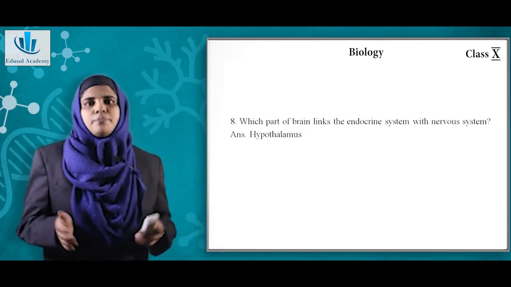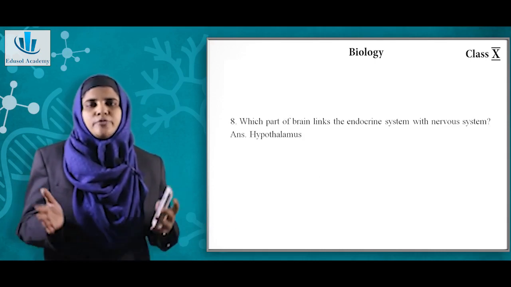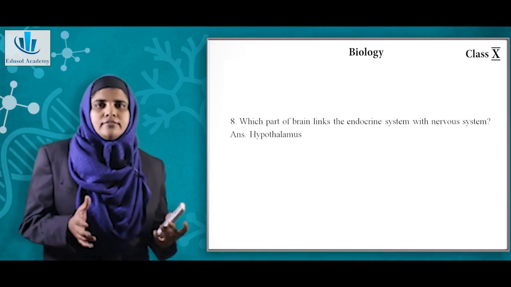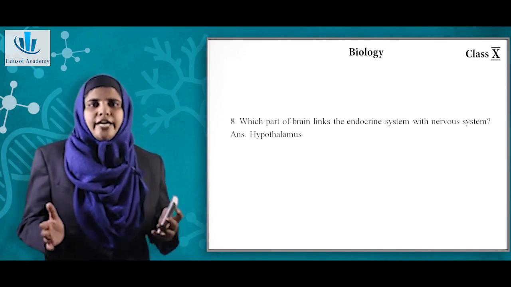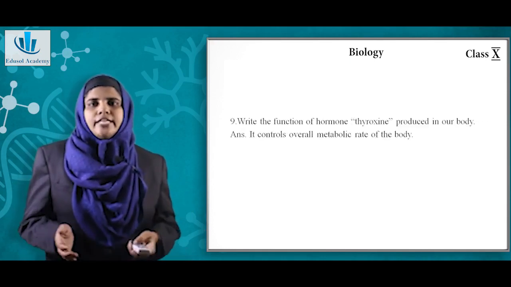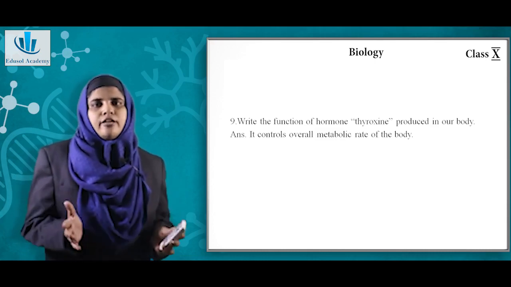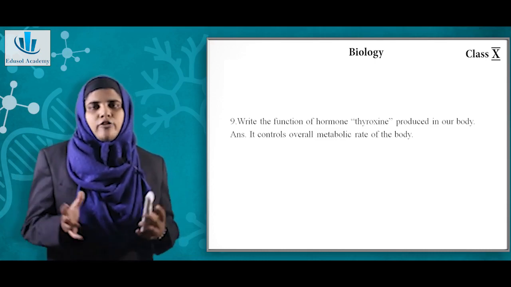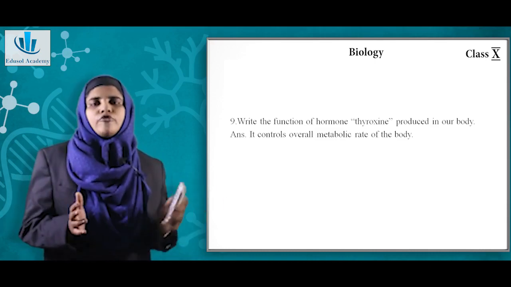Now, next question is, which part of the brain is that which links between endocrine system and the nervous system? So, here we have seen the connecting link between endocrine and nervous system is hypothalamus. The next question, write the function of the hormone thyroxine produced in our body. So, the function of thyroxine is to control the overall metabolic rate of the body.